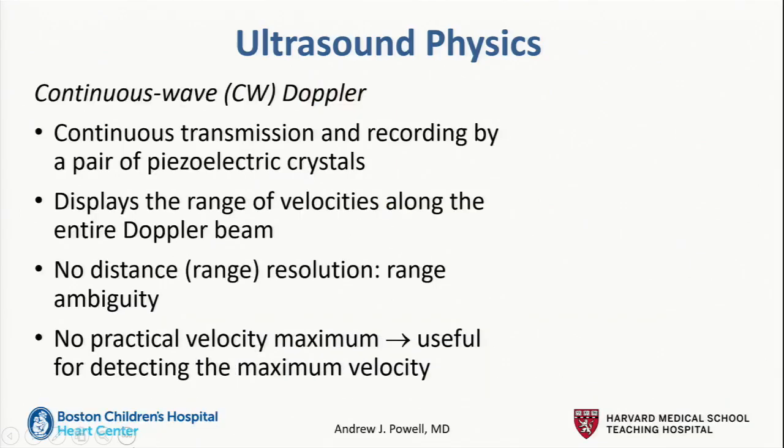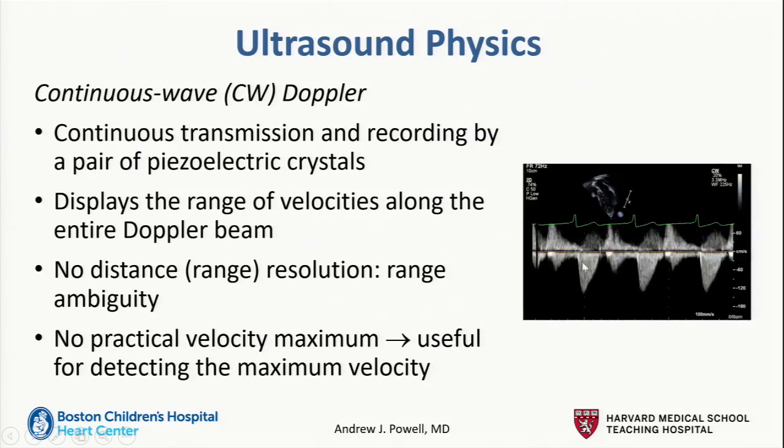All right, let's talk about the different types of Doppler now. So there's continuous wave Doppler. Here's an example of that over here. You're familiar with this, I think. This is continuous wave Doppler at the left ventricular outflow tract. And so this is just sending sound waves continuously out along that Doppler beam path. And what it does is it displays a range of velocities along this entire Doppler beam.